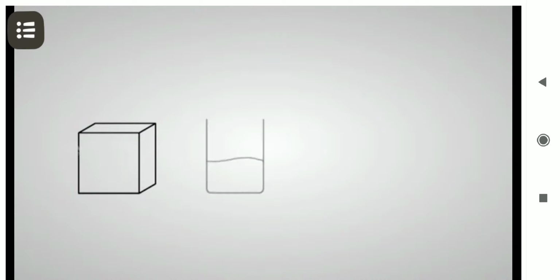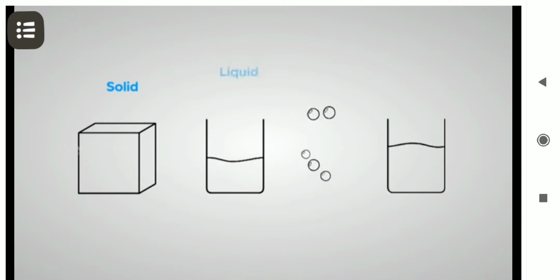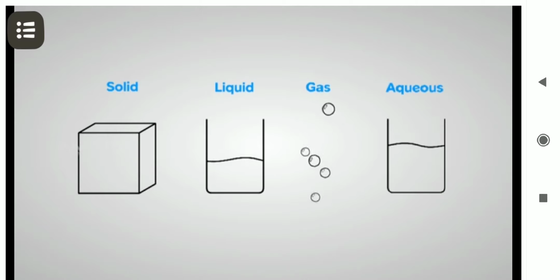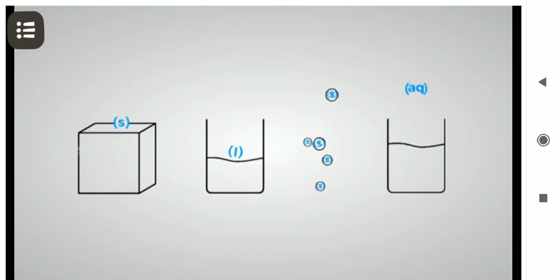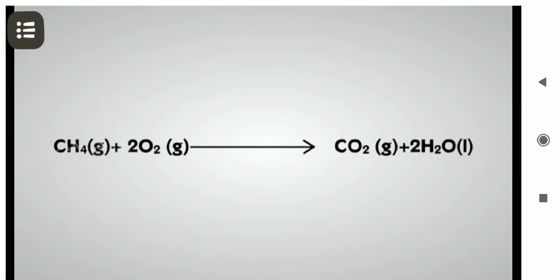The equation is made more informative by mentioning the physical state of the reactants and products with the help of certain specific symbols known as state symbols. These state symbols are S for solid state, L for liquid state, G for gaseous state, AQ for aqueous solution. If we analyze the equation further, we will be able to explain in which state the reactants and products exist. CH4(g) plus 2O2(g) gives you CO2(g) plus 2H2O(l).